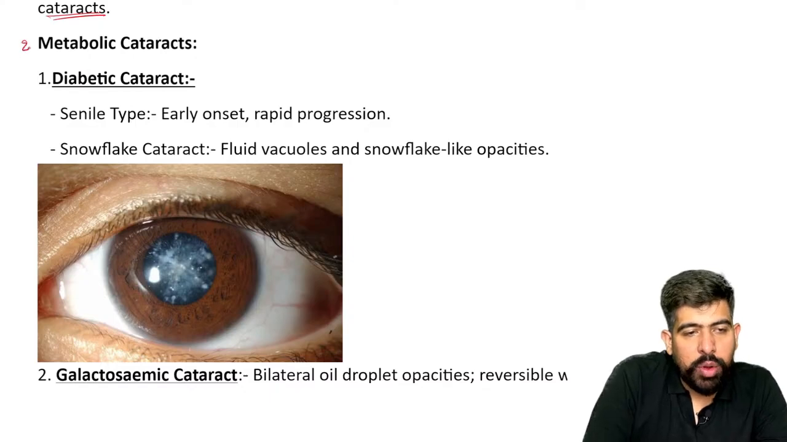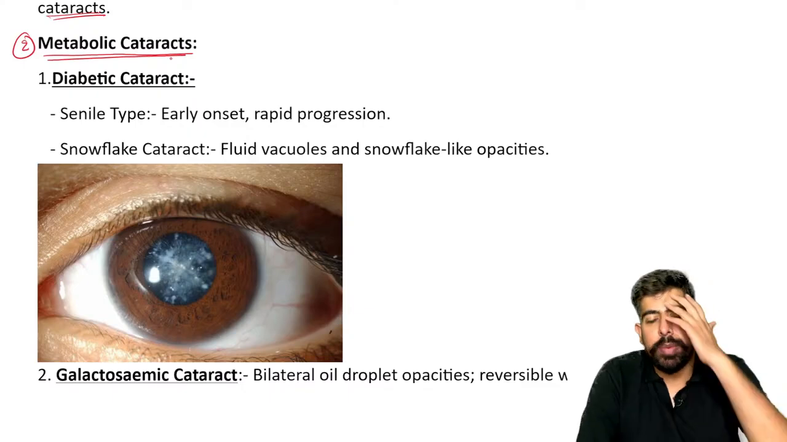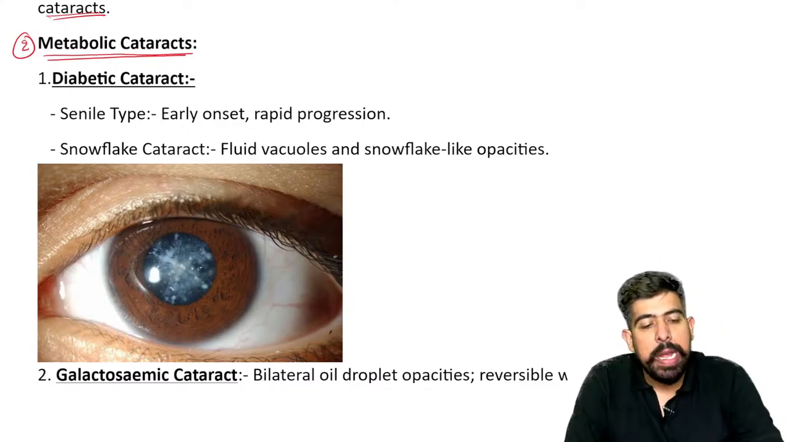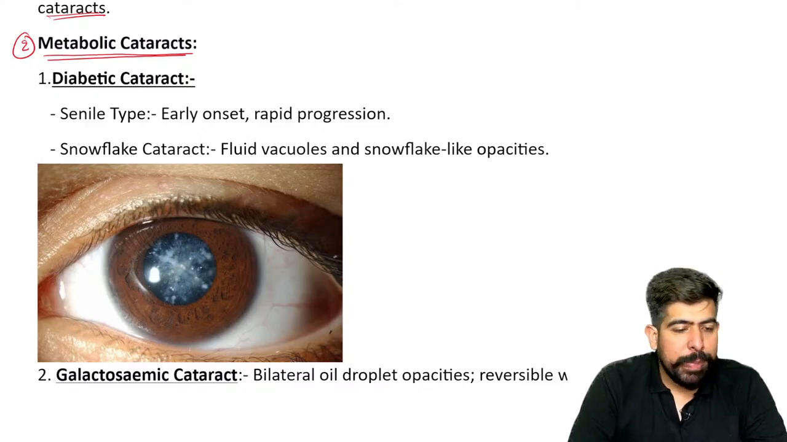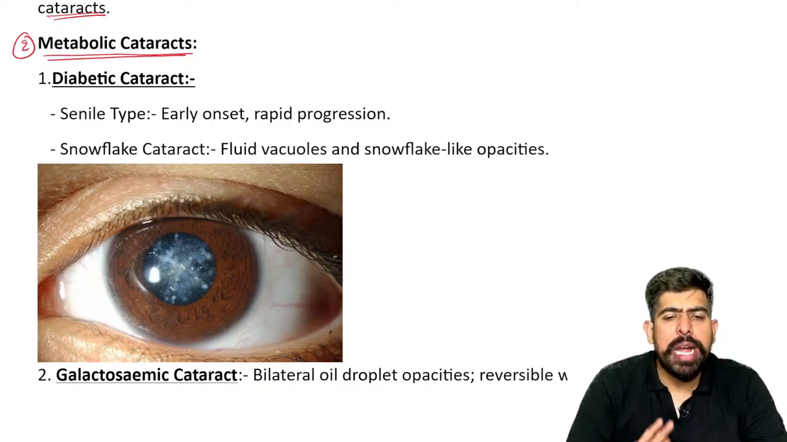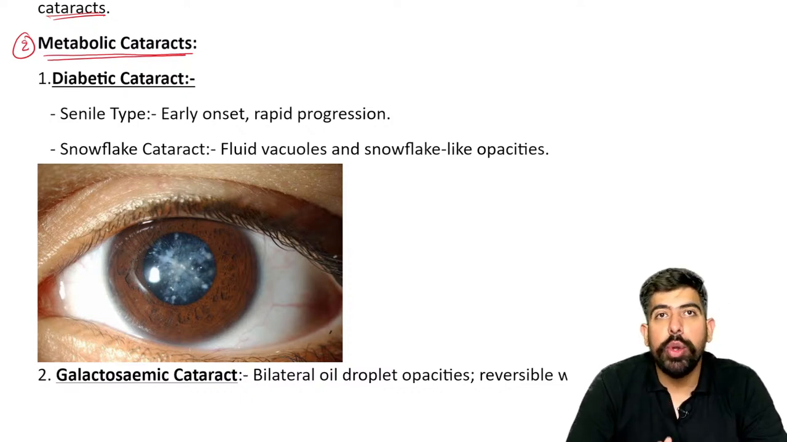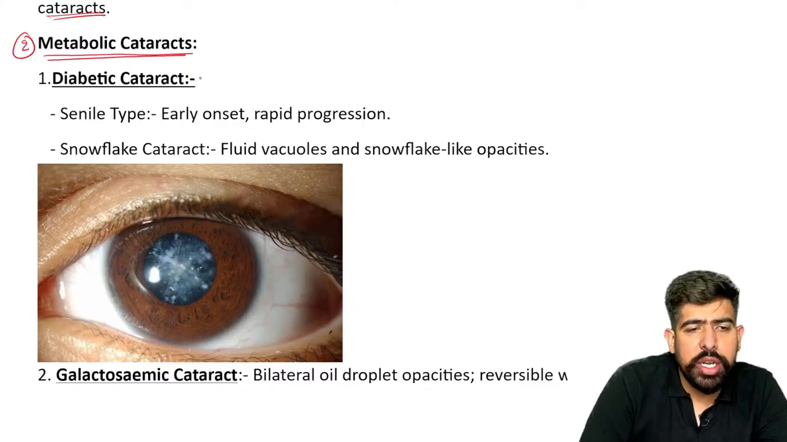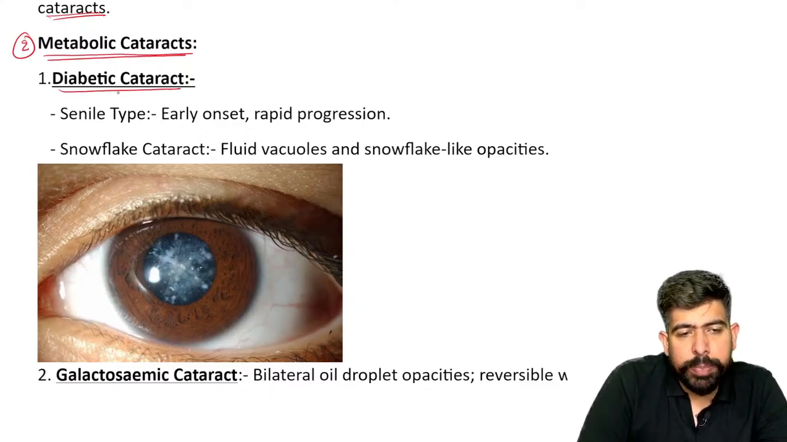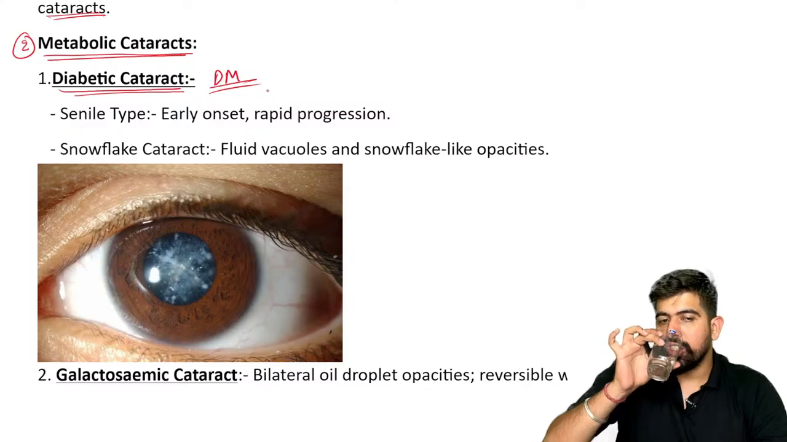Now, moving forward, we completed the senile cataract. Now we are moving forward to the next type of cataract, which is known as metabolic cataract. By the name only you understand: some metabolic diseases are present which will cause the cataract. So starting with the first one, the diabetic cataract. Of course, the patient is having diabetes mellitus.